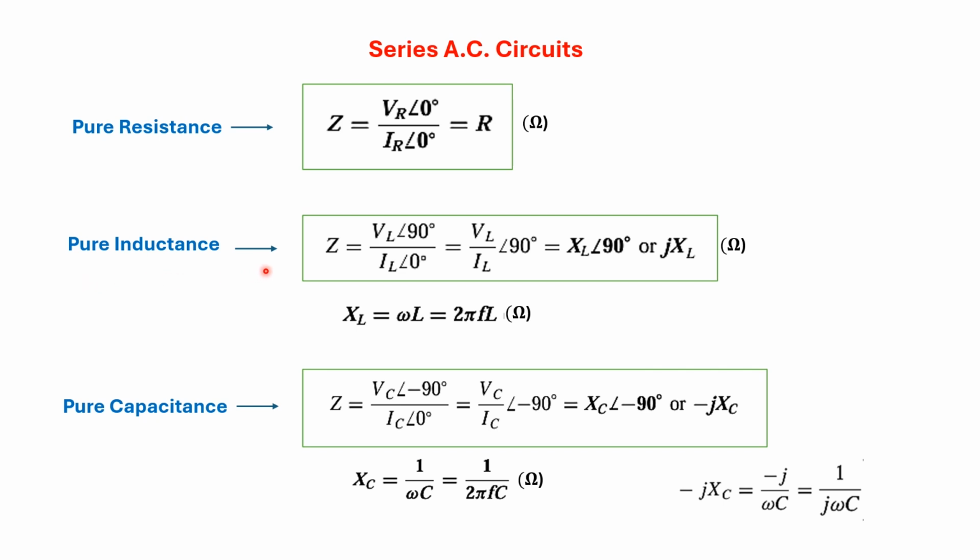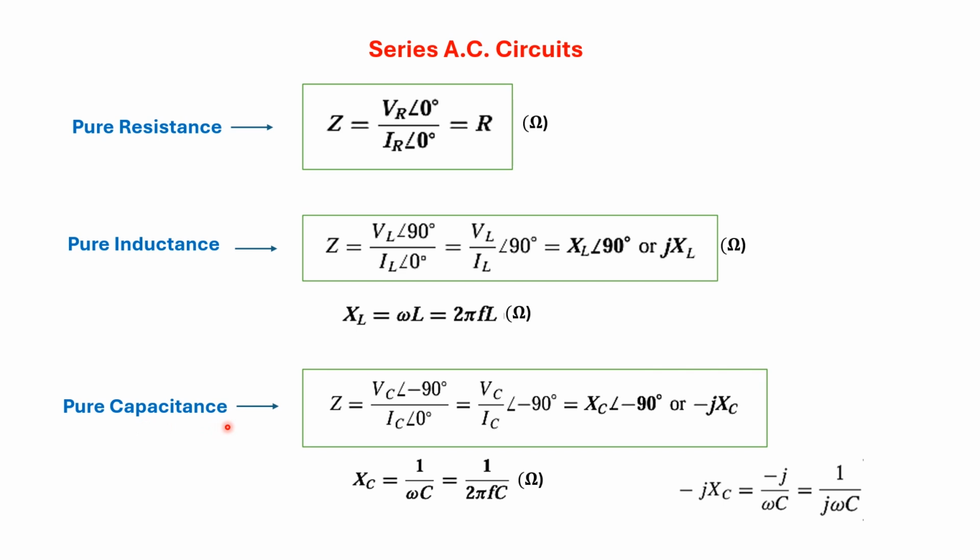For a purely inductive circuit, the impedance Z is given as the ratio of the voltage across the inductor divided by the current flowing through the inductor. For a purely inductive circuit, the voltage is ahead of the current phasor by 90 degrees. So we can write this as VL by IL angle 90 degrees. This ratio VL by IL is written as XL, also known as the inductive reactance of this circuit, which can be written in the phasor domain as j omega L, that is jXL. So XL is omega L, which is 2 pi FL. The unit will be ohms.